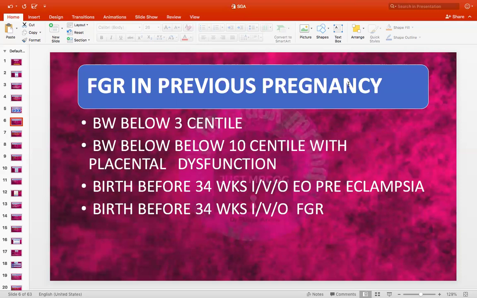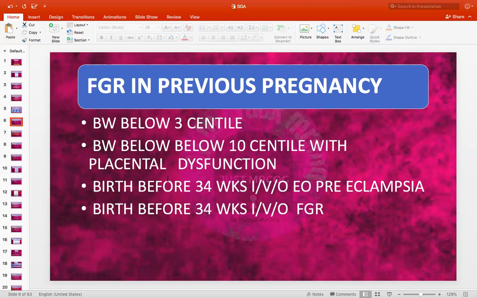Now FGR in previous pregnancy. FGR in previous pregnancy is a very important risk factor, so you should know when we call it FGR in previous pregnancy: when birth weight is below third centile, or birth weight below 10th centile with placental dysfunction. So what is the difference from current? In current, it is going to be estimated fetal weight. Here it is going to be birth weight because the baby is already delivered. The rest is absolutely the same in both.